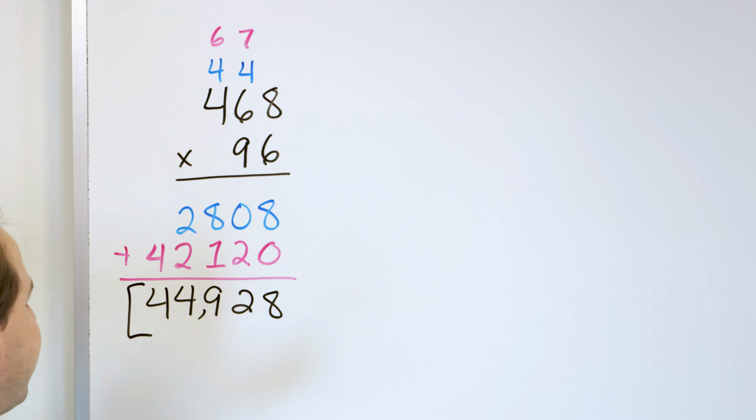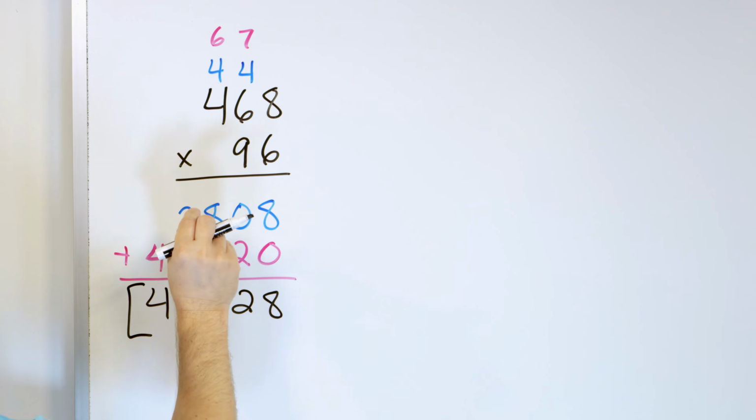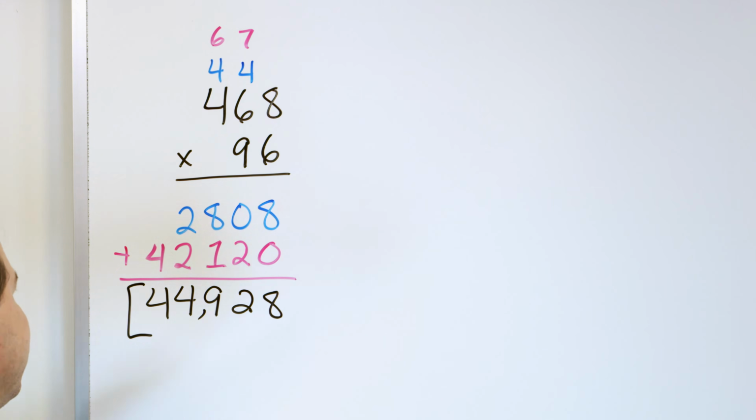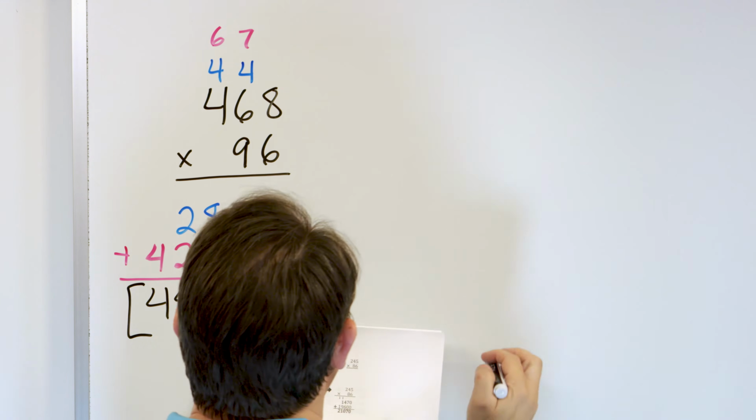44,928. There's a lot of chance for errors as we creep up into the more complex problems, because we're multiplying, we're carrying, and then we're also having to add. And so there's just a lot of chance for error. So we just have to be careful. All right, let's take a look at the next problem.